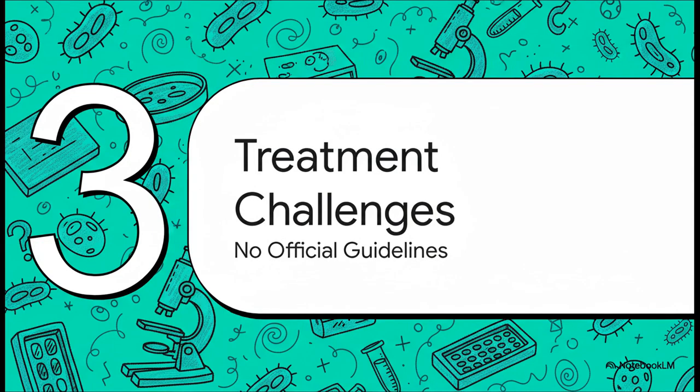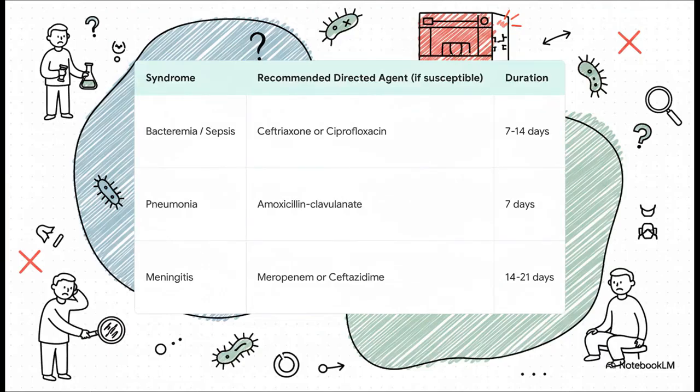Okay, on to section 3. So you've done it. You've correctly identified Psychrobacter phenylpyruvicus. The ID team calls you up for guidance on treatment, and this is where things get really tricky. The huge challenge here is that there are absolutely no official standardized treatment guidelines. None. So what you're looking at here isn't gospel truth. It's a starting point, right?